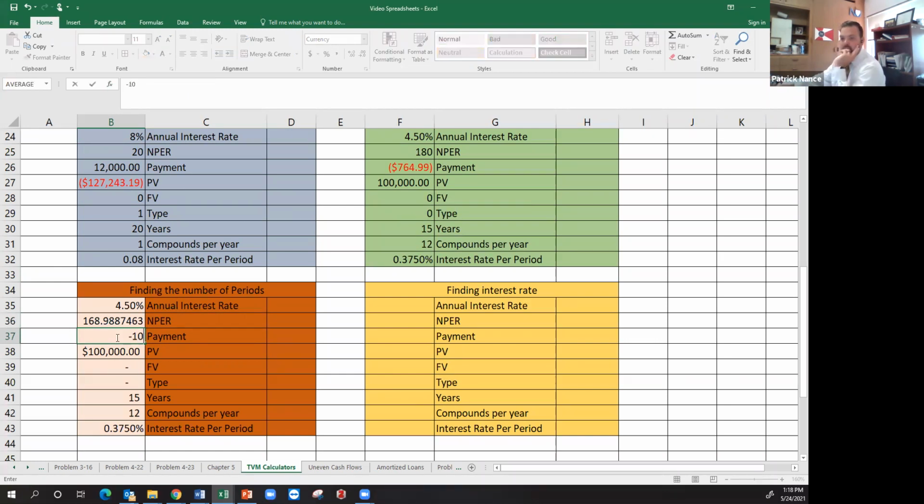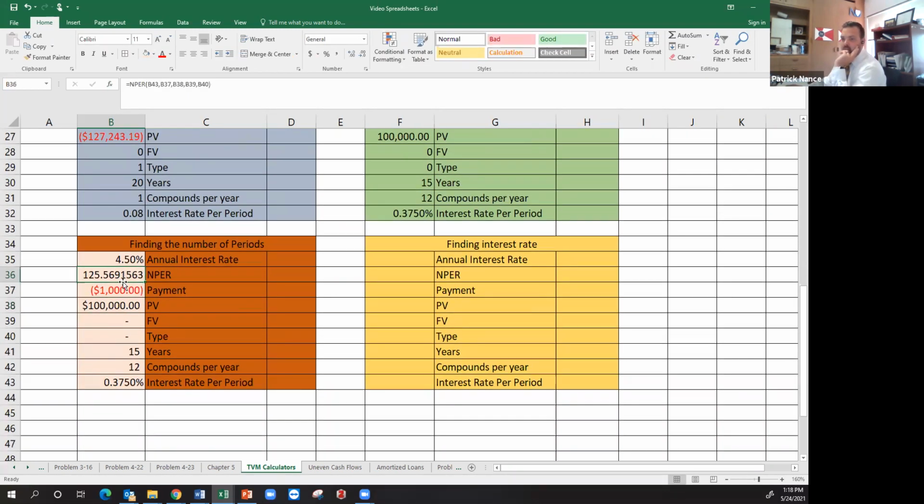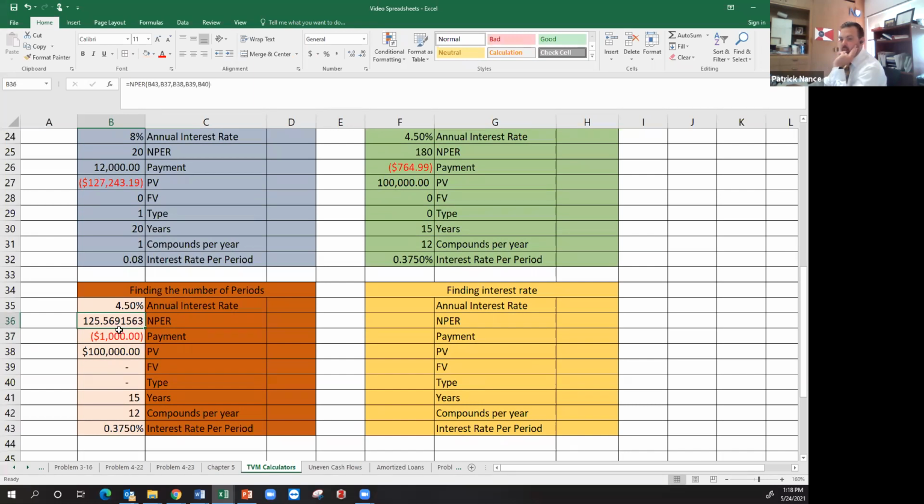If I made a $1,000 payment instead, it's paid off in 125 months. So quite a bit faster than 180. So that's what extra payments will do on a loan. So that would be how I find the number of periods.